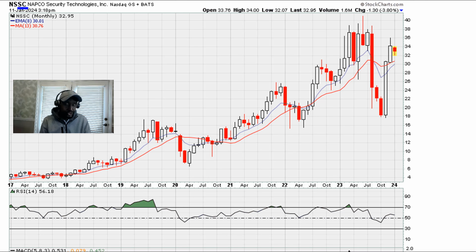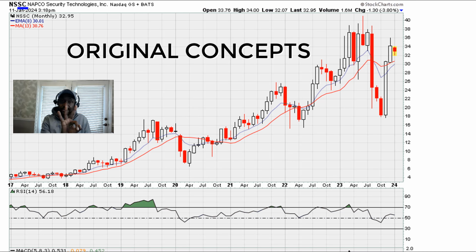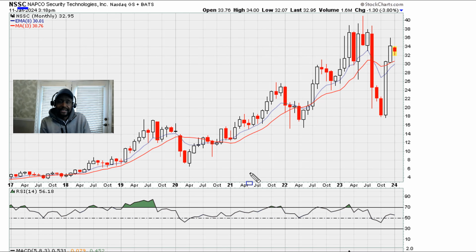In this example, I'm going to show you three methods. All of them are my original concepts. And of course, as I was learning how to look at charts, I did get some influence from other people, but these concepts are my own researched concepts. So we're going to be taking a look at three concepts.